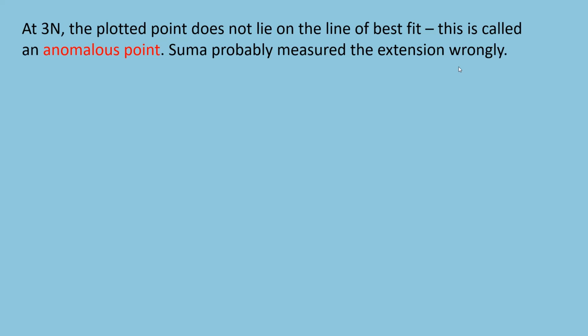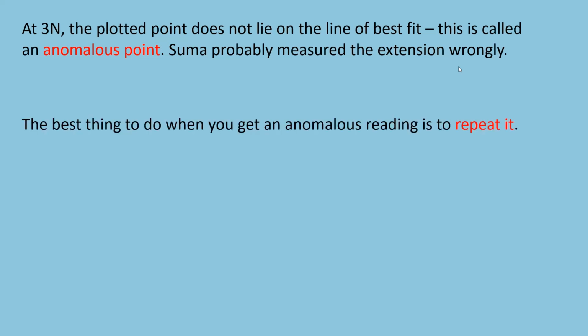So when the point is off the line, this means that something went wrong. I should repeat the experiment at this point. The best thing to do when you get an anomalous reading is to repeat it.